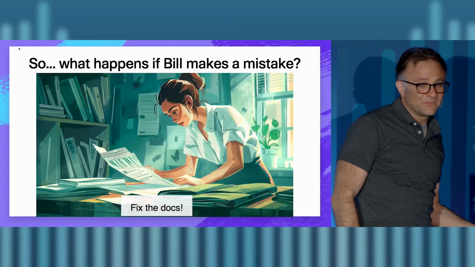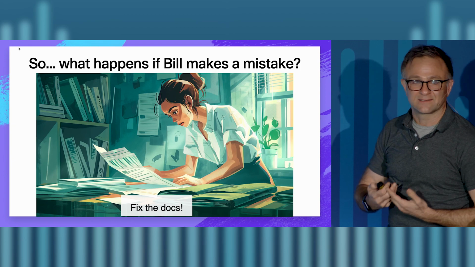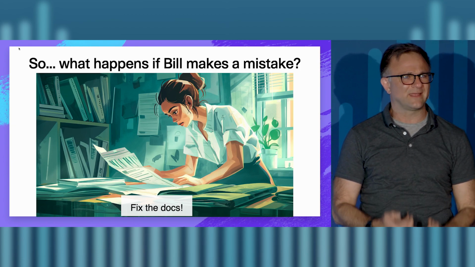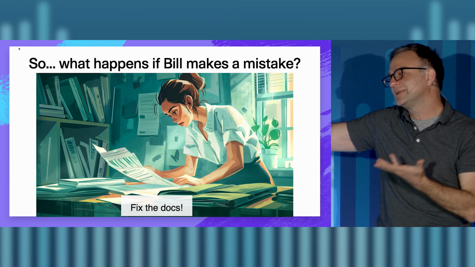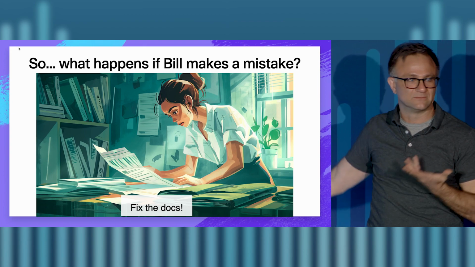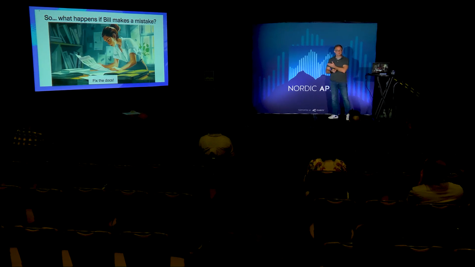So what do we do when Bill gets a question wrong? The first thing is generally to fix the docs. Oftentimes Bill will get an answer wrong and we'll be like, well, that's ridiculous. The answer's right here in the documentation. Oh, no, wait, no, it's not. We thought we had it in there, but it turns out it's missing or it's incorrect or it's outdated.